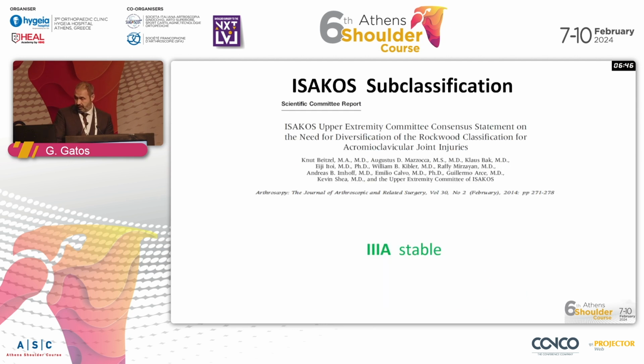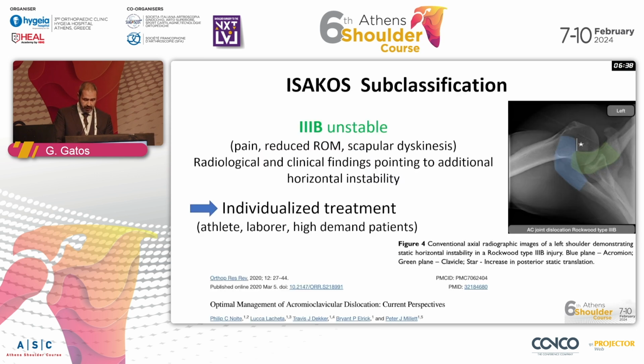Recently, a new subclassification arose, the ISAKOS subclassification, which divided type 3 into 3A, which are considered stable, and 3B, which are considered unstable and have pain, reduced ROM and scapular dyskinesis. So those that have those radiological and clinical findings have to be treated in an individualized way.